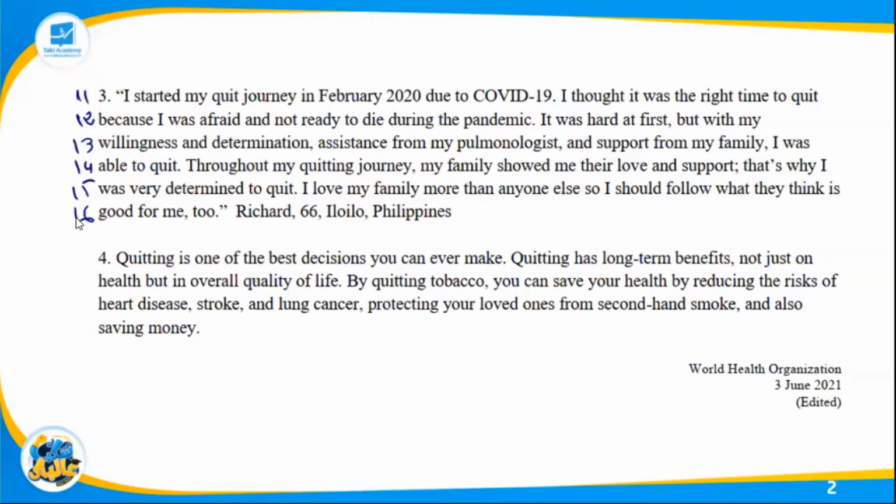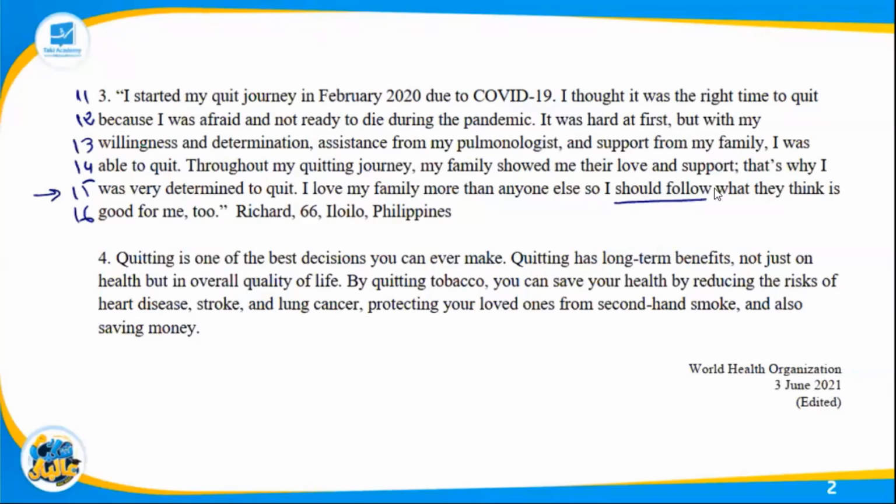Focus a bit. Did not care. Now if we look at line 15, what does it say? I love my family more than anyone else, so I should follow what they think is good for me too. Okay? So line 15 is the correct answer.